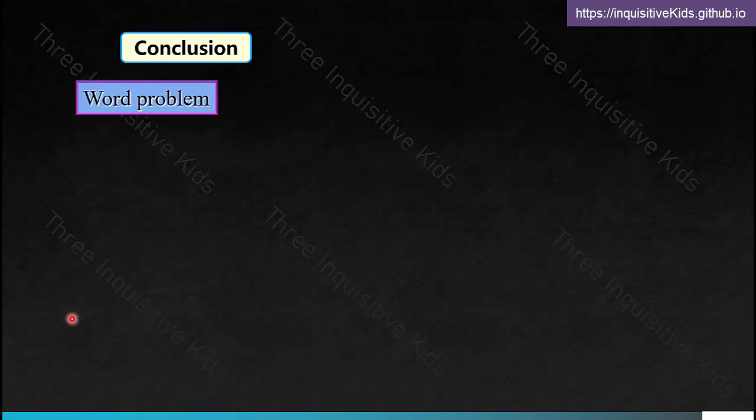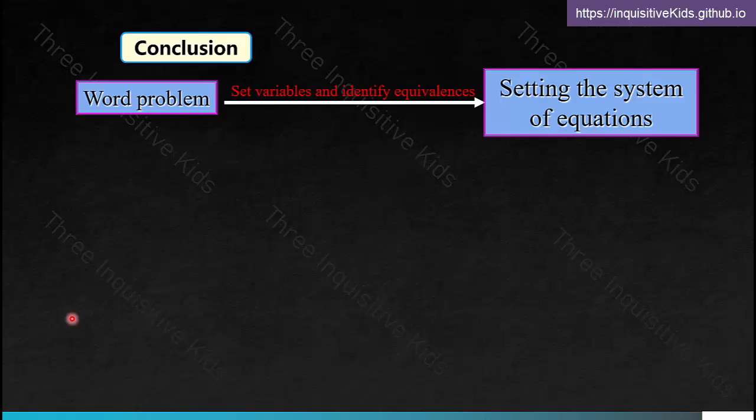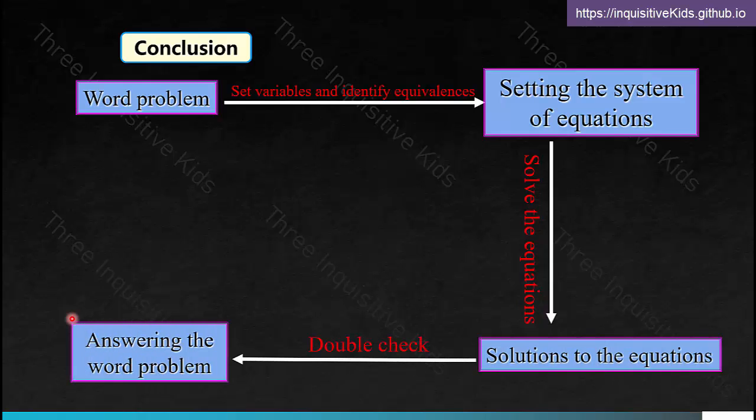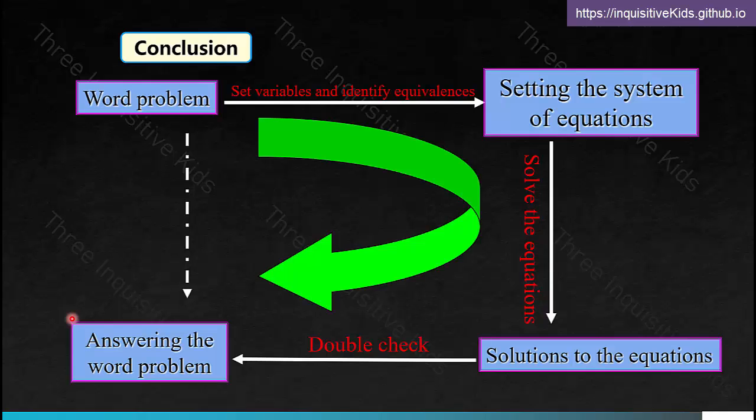Conclusion. So we start with the word problem, right? We set variables, identify equivalences, and one way to do that in this case is we set charts, but we also drew a visual diagram to help us really understand what we're looking at here. Itinerary problems can sometimes get very, very complicated, so that's always a good idea. Set the equations, solve them, we have the solutions, double check, and we answer the word problem. So this is the cycle to solve itinerary problems with systems of equations.